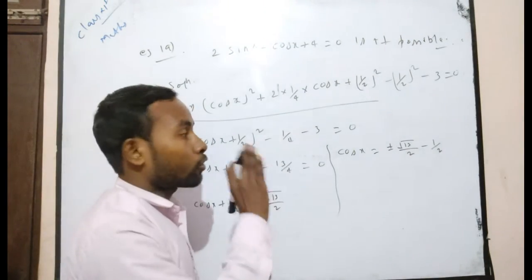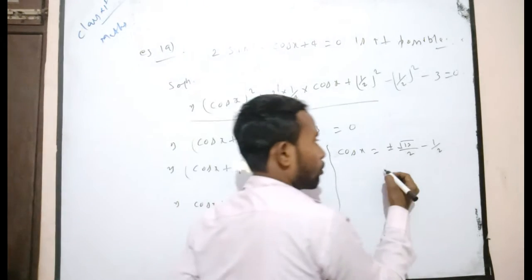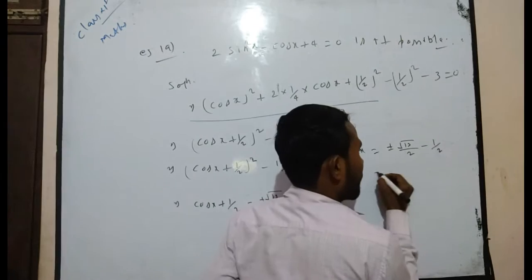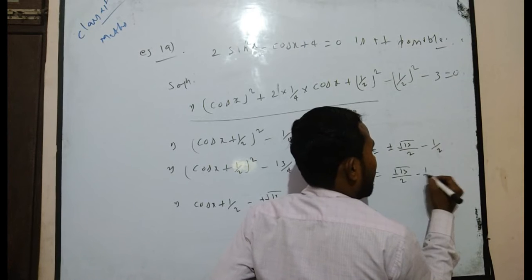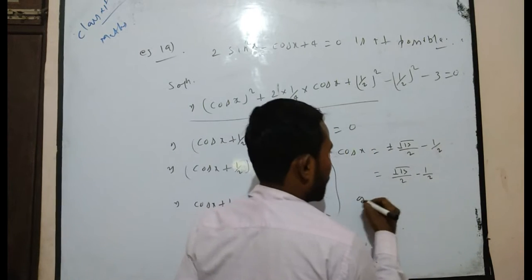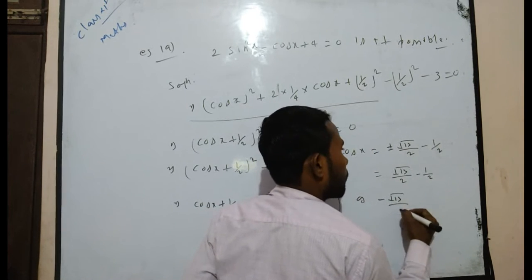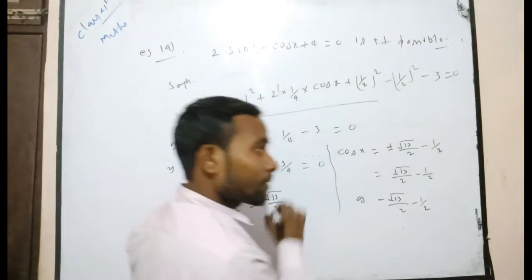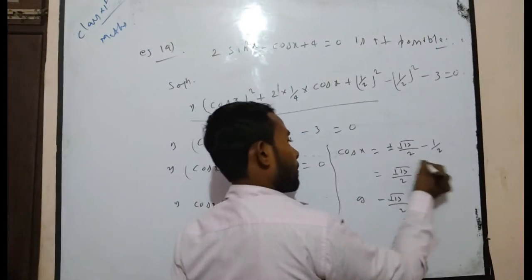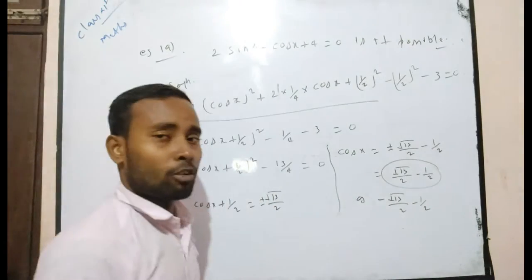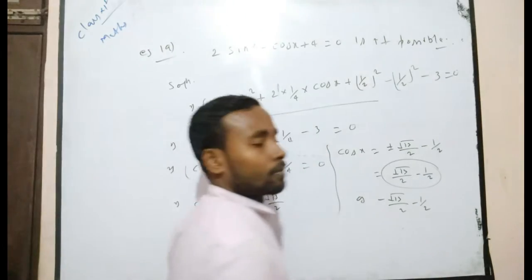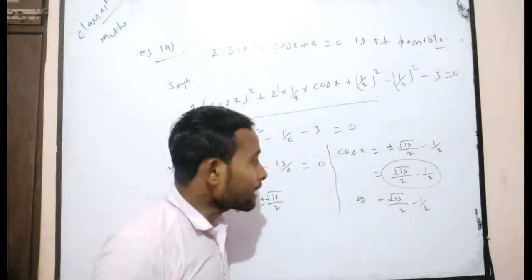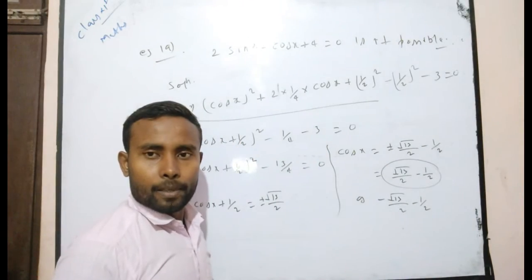Suppose that it is true, then you get two values of cos x, in which the first will be root 13 by 2 minus half, and the second will be minus root 13 by 2 minus half. What is the value of this term? As you know, the square root of 13 will be greater than 3.